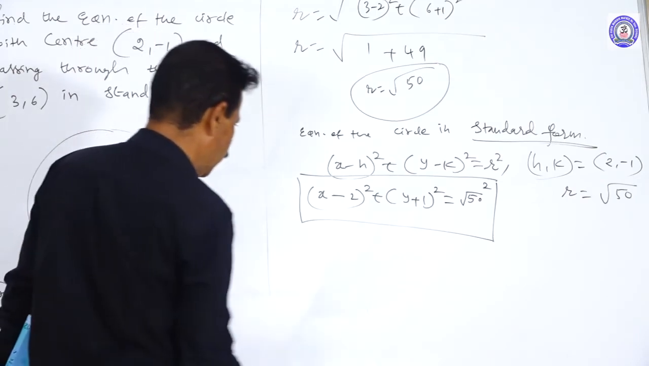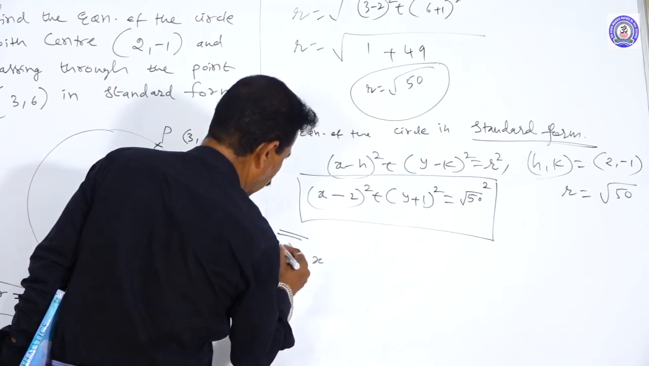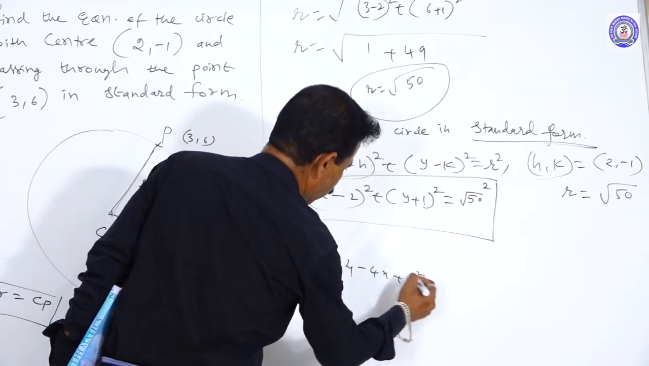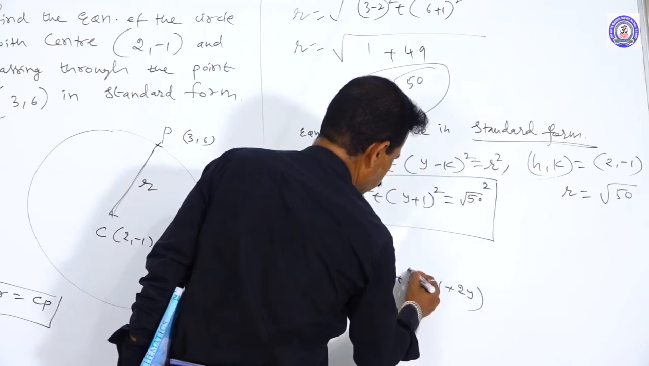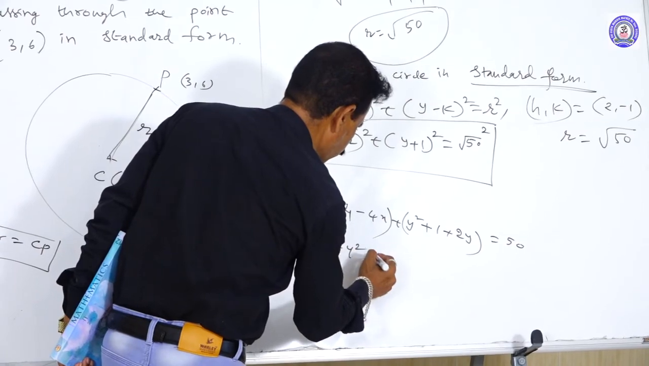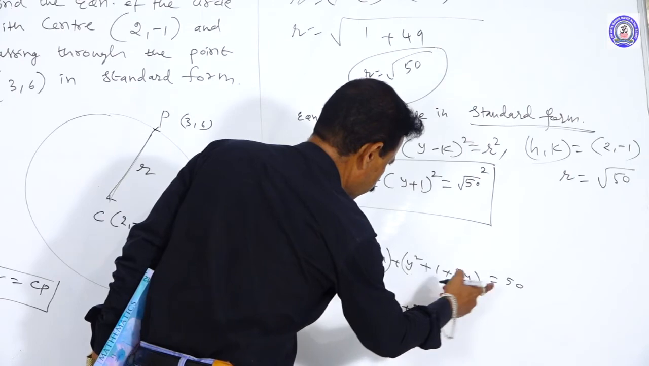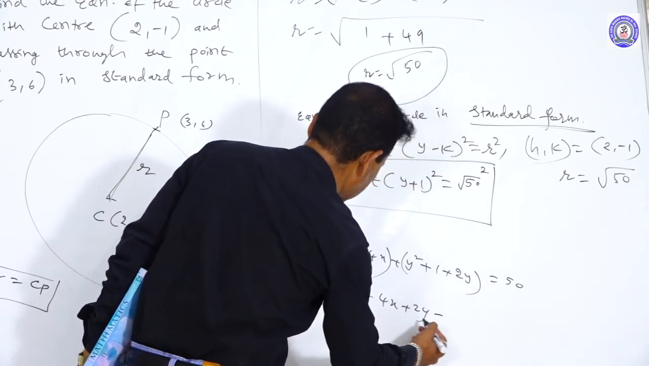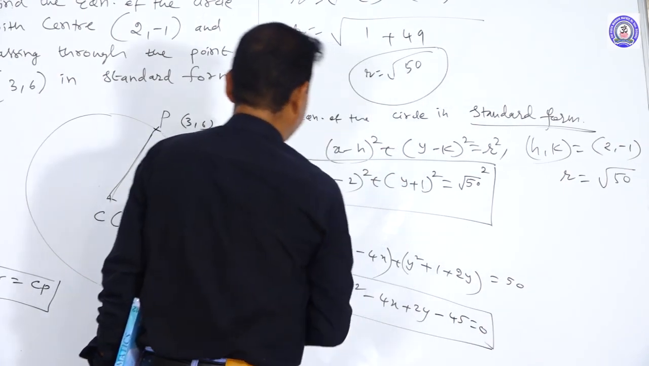If asked in another form, on expansion we get x square plus 4 minus 4x plus y square plus 1 plus 2y is equal to 50. In order, x square plus y square minus 4x plus 2y, 4 plus 1 is 5, that on this side minus 50 plus 5, minus 45 is equal to 0. This is another equation. Both are the same.